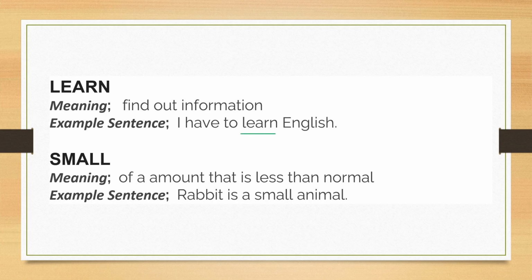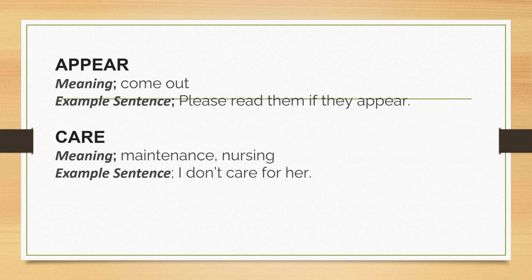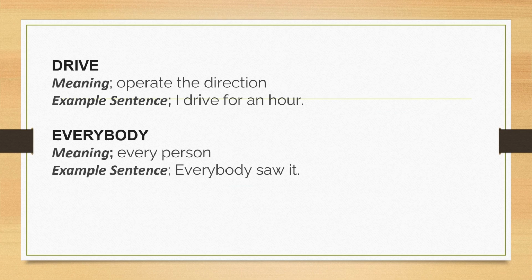Small meaning of amount that's less than normal. Example: rabbit is a small animal. Next, appear meaning come out. Example: please read them if they appear. Care meaning maintenance, nursing. Example: I don't care for her. Next, drive meaning operate the direction. Example: I drive for an hour. Everybody meaning every person. Example: everybody saw it.